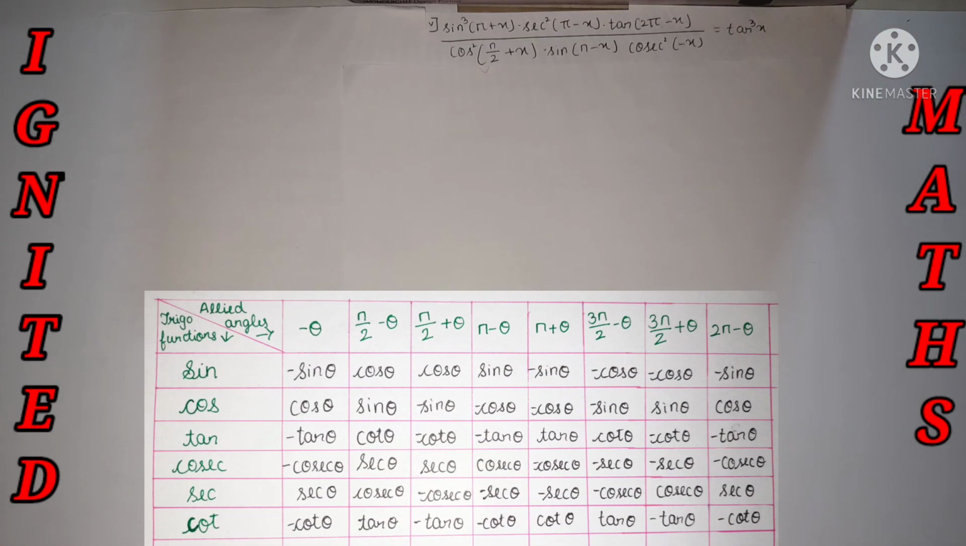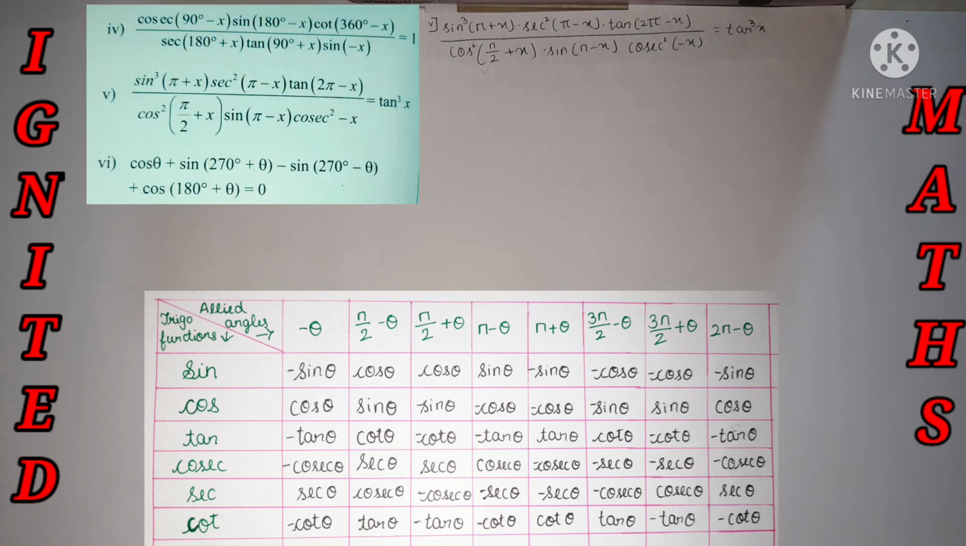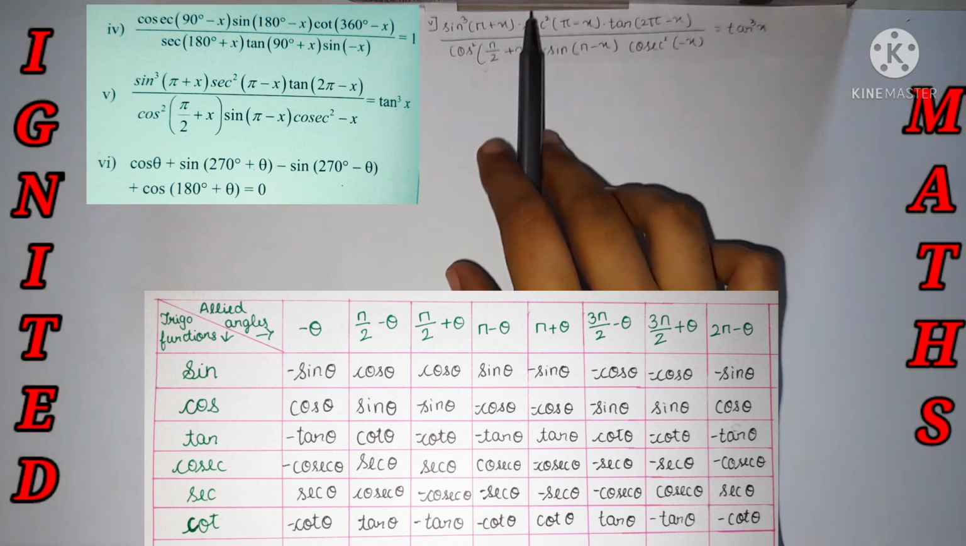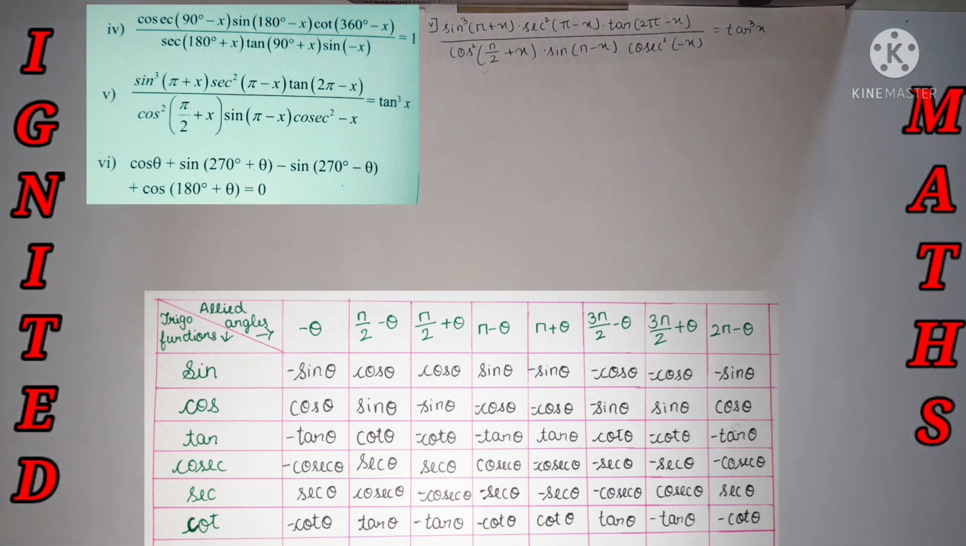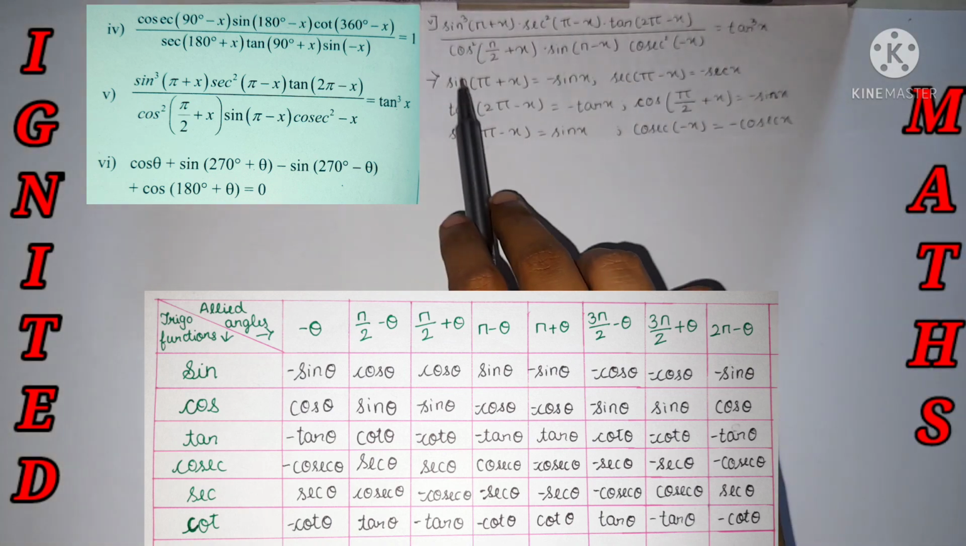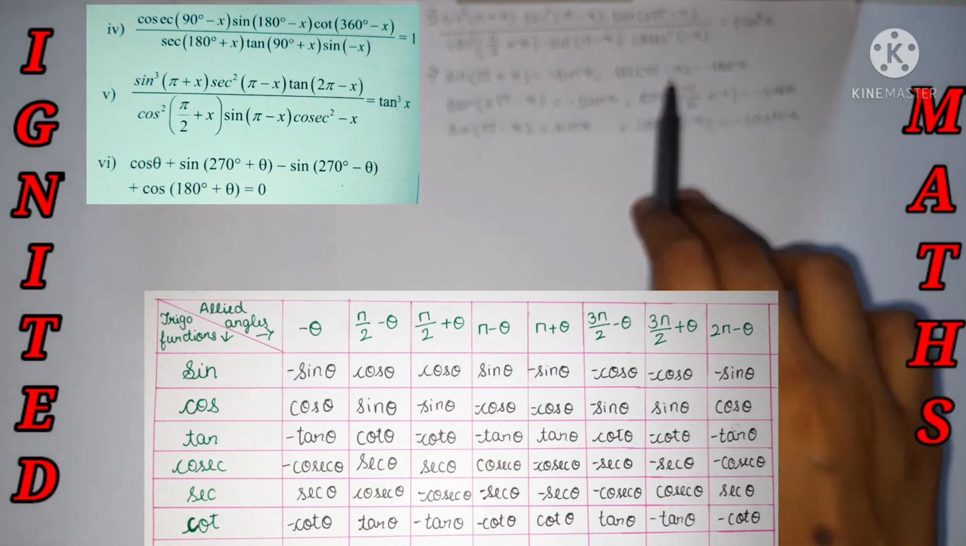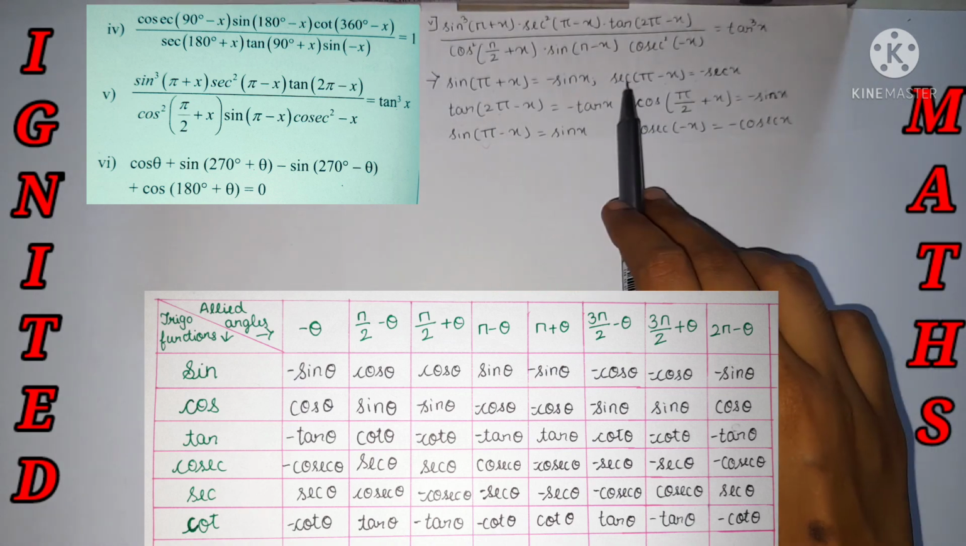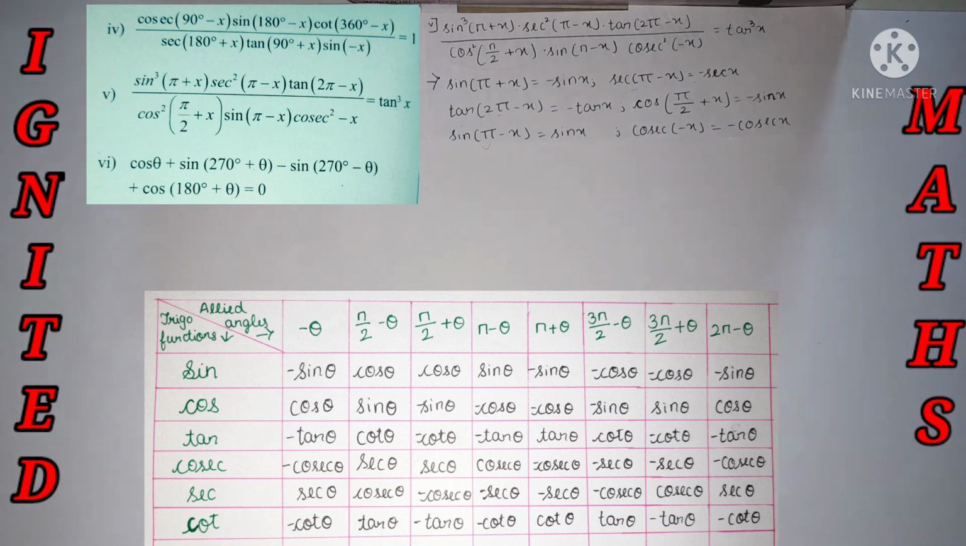The sub question I have taken over here. This procedure is absolutely the same as we have done previously, but the difference is that they have given it in the form of sine cube, sec square. The procedure is the same: we just need to find the value according to the allied angles. Sin(pi plus theta), sec(pi minus theta), tan(2 pi minus theta). We just put the values as mentioned.